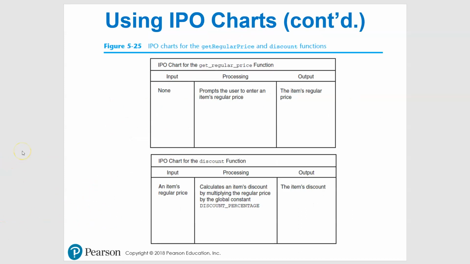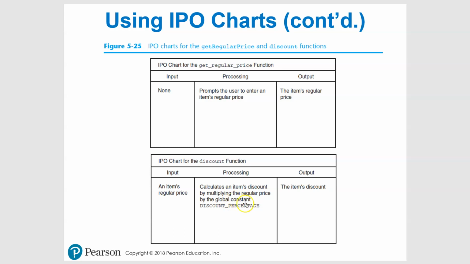So let me give you a couple of examples in here. This is actually just from our book, and you can see some different things in here. Let's take a look at this discount function. An input for this discount function would typically be an item's regular price. And this gives you an idea of the processing. So what is it going to do? Well, it's going to calculate the item's discount, and it tells you how. It even gives a variable name here, if you want to list that kind of stuff out.